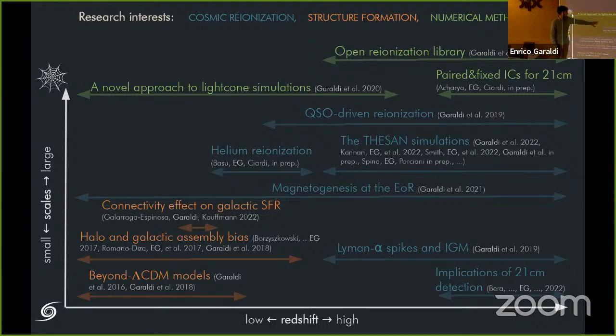As you can see, my main interest is cosmic reionization, from helium reionization to exotic models with quasar-driven reionization, how you can create magnetic fields at the reionization epoch and how this affects galaxy evolution thereafter, as well as an observationally oriented approach with Lyman-alpha spikes that we observe in high-redshift quasar spectra and 21 centimeter detection.